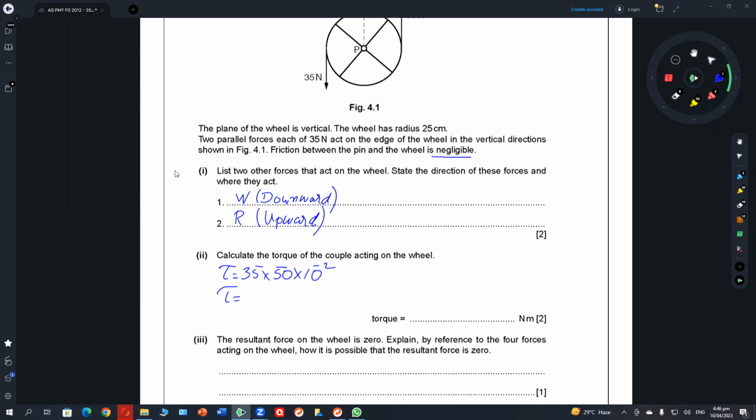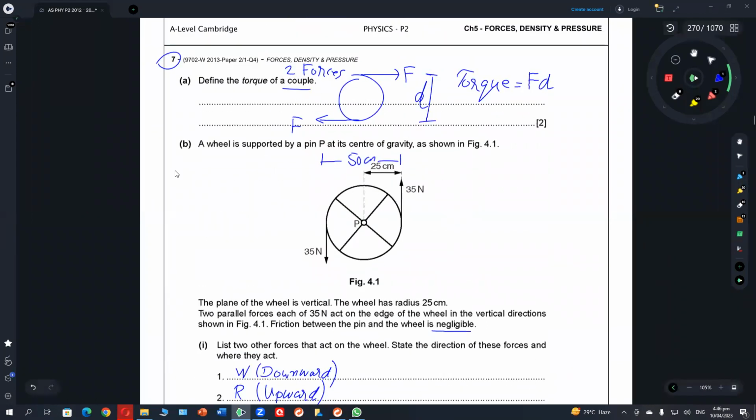Can you get the answer for me? It's 17.5. 17.5. Should I round it? Because 17.5 is not a bad answer. I think we can keep it. Otherwise, we can put 18. The data in the question, all data is 2 sig fig.